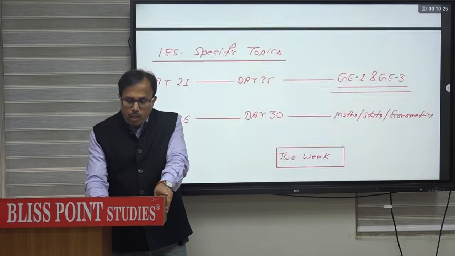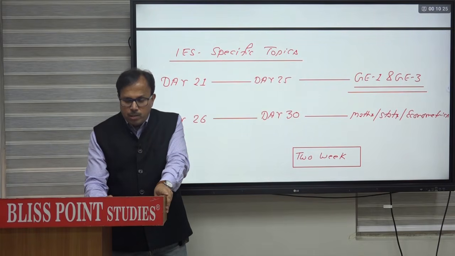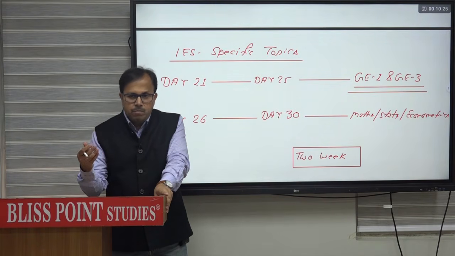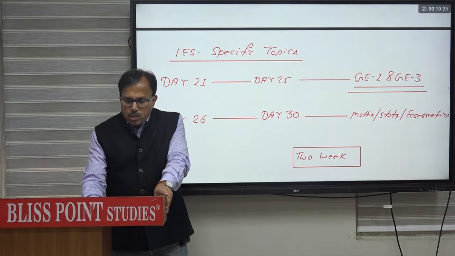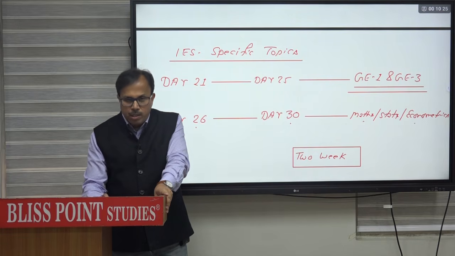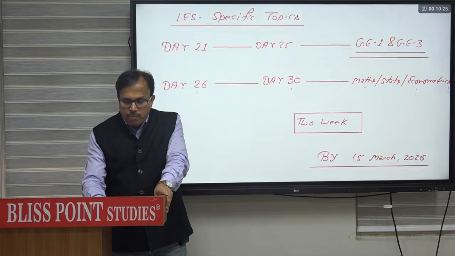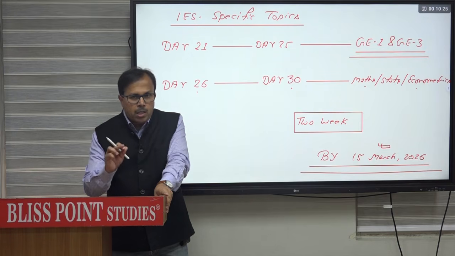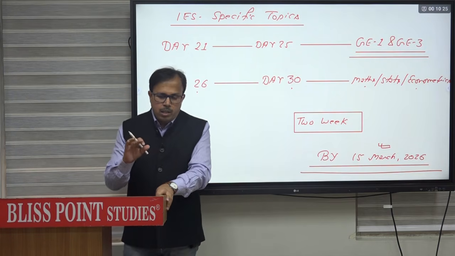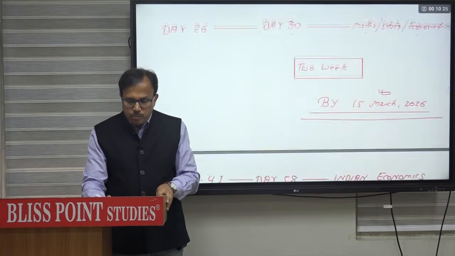Now the third lot of IS specific topics will cover the industrial economics part, the environmental economics part, and also some economic thought questions, G1 and G3 questions, and then days 26 to 30 again for math, stats and econometrics. Again give 2 weeks for this purpose. By 15th of March this content should be over. So this is the third lot. This lot of 10 days means that 30 days are done.